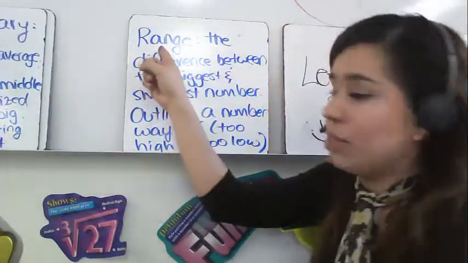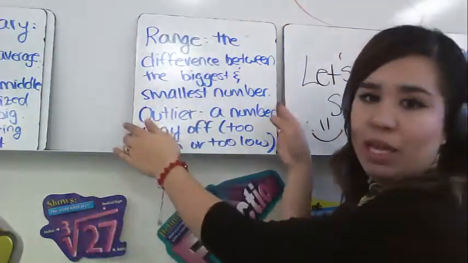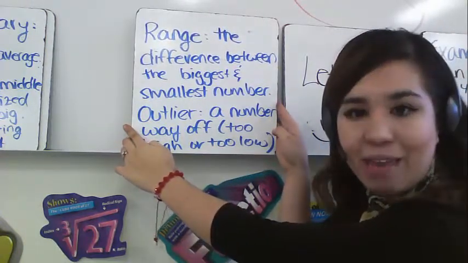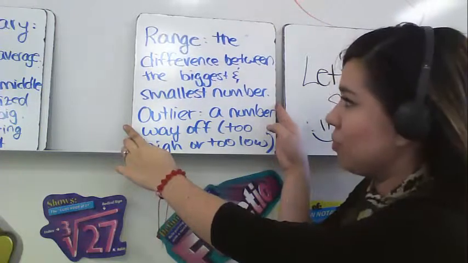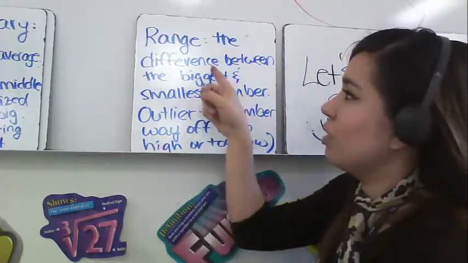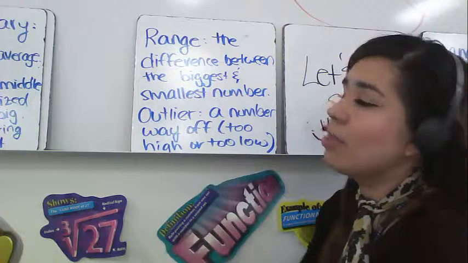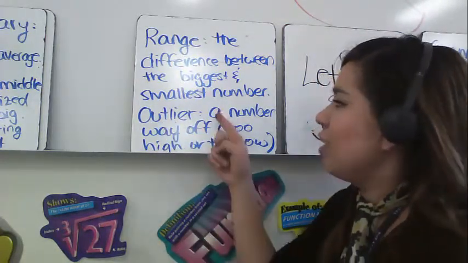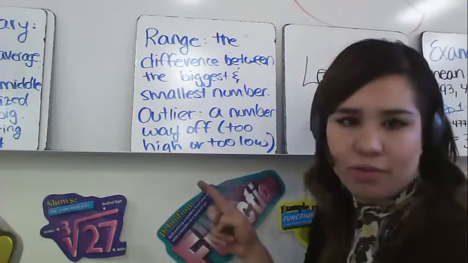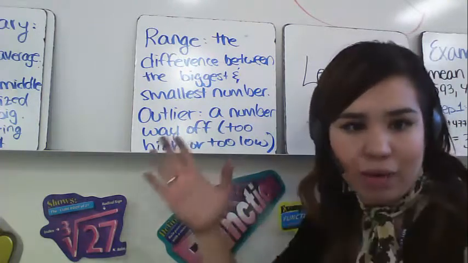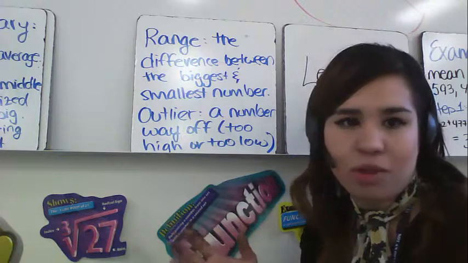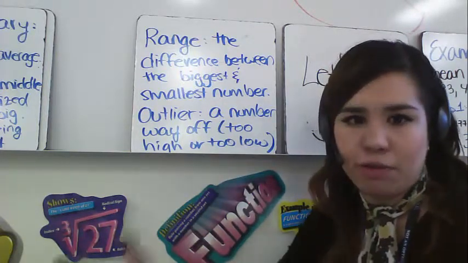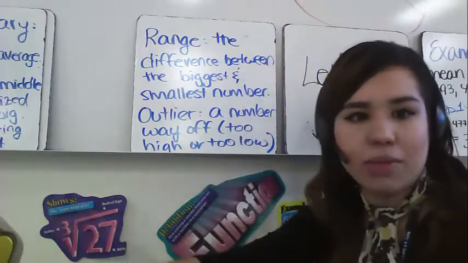We have another word that's called the range. The range is the difference between the biggest and the smallest number. So that's important. Between the biggest and the smallest number, that's going to be my range. And then I have the word outlier. An outlier is a number that's way off. So it's a number that's either too big or too small. Something's wrong with it. You might have, for example, 5, 6, 7, 8, 9, and then 50. That's a number that's way out there. Okay?